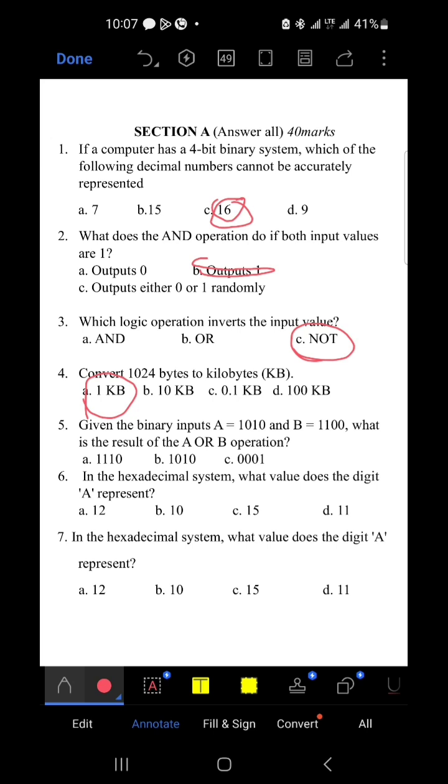Now let's go to question 5. Given the binary input A equal to 1010 and B equal to 1100, what is the result of the A OR B operation? This one is simple, meaning it is talking about what? The OR gate.